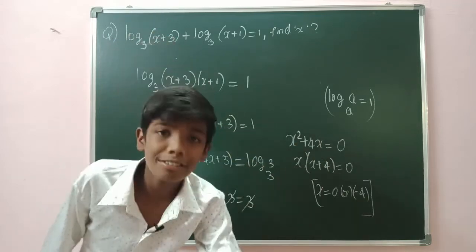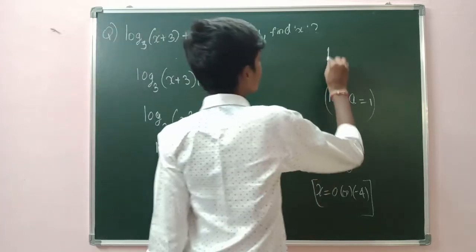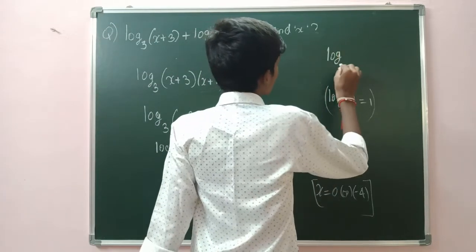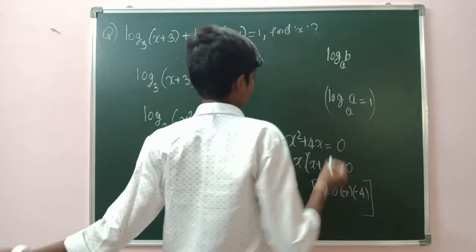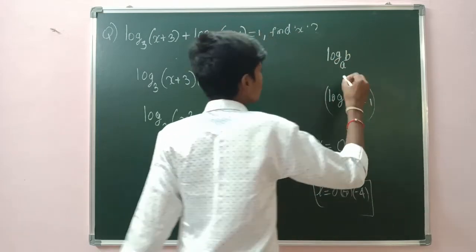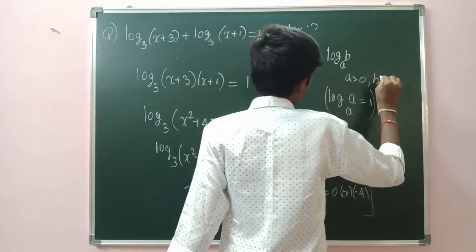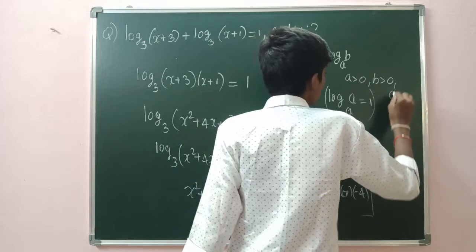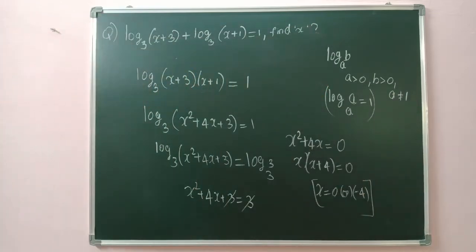If your inside value is negative also, it's not defined. It's only the property. I already told you now. For example, if I have a logarithm like log to the a of b, this particular log will be defined when your a is greater than 0 and b is greater than 0, and also a can never be 1. This is a condition.